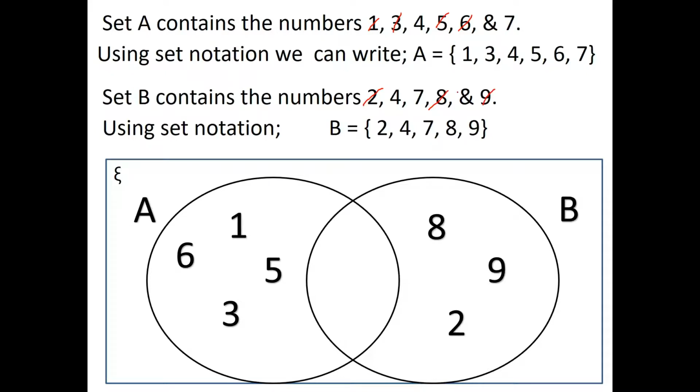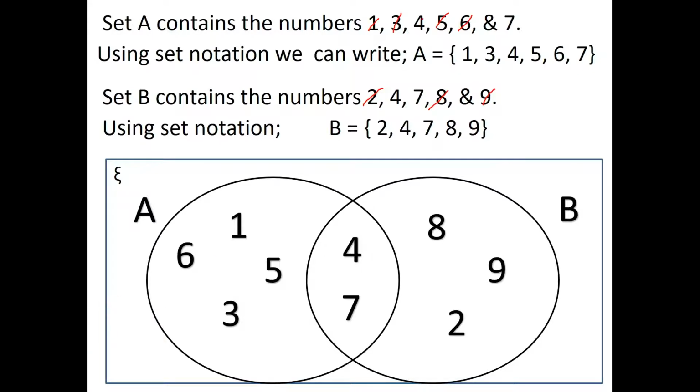Now the reason I left those till last is because you'll notice they come up in both sets. Set A and set B both contain a 4 and a 7. Now that means that they need to go in this region here where the circles cross over. So that indicates where there are numbers in both sets. So I'll put 4 in there and I'll put 7 also in there. And now I can cross those off my lists.